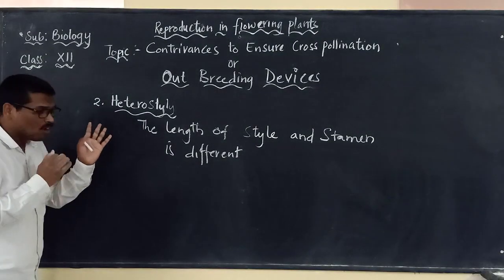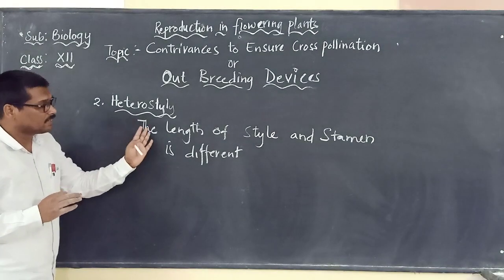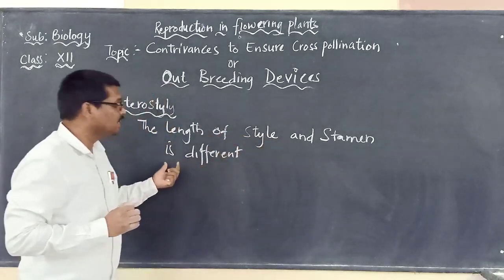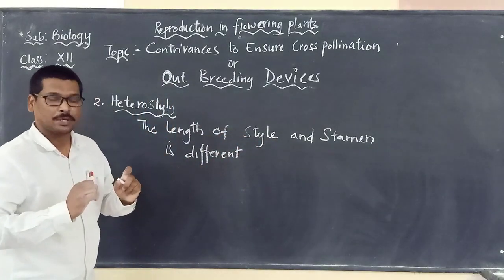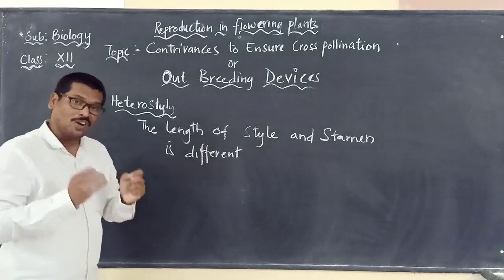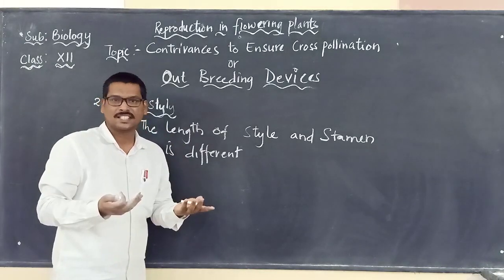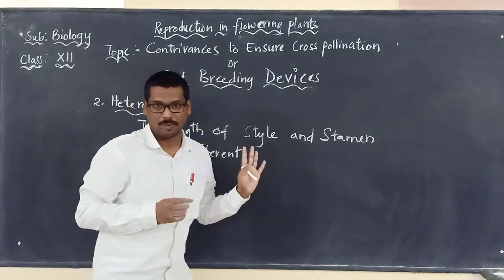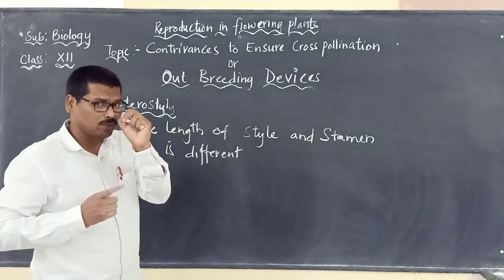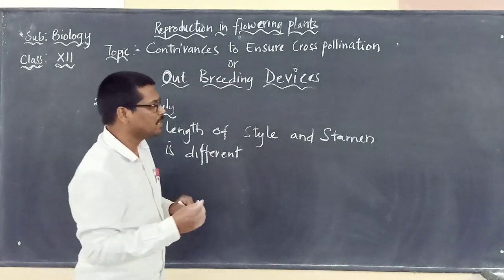So heterostyly means the length of the style and stamen is different. They are not of the same size. Because of this, it is not possible for them to go for self-pollination. So the only chance is that they have to go for cross-pollination. So in this, we have to remember two words.